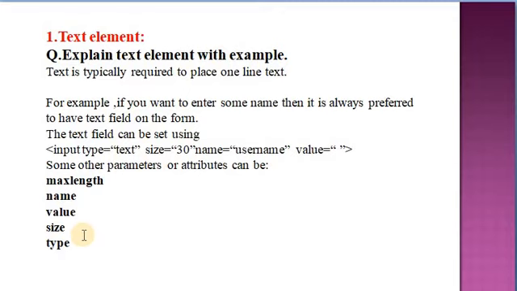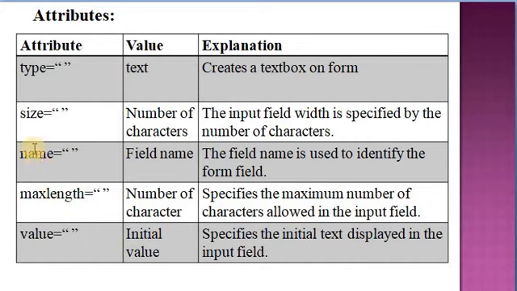Next is the size. Size means the number of characters. The input field width is specified by the number of characters, and type creates a text box on a form, meaning type is an attribute of a text element. These are the five attributes of a text element. Let us see a description of these attributes: type, size, name, maxlength and value. Here you can put a value for that attribute.